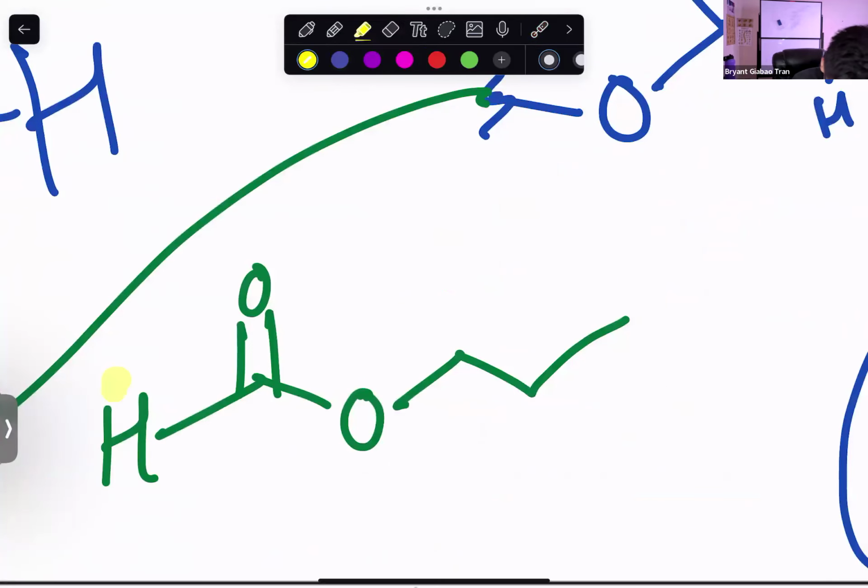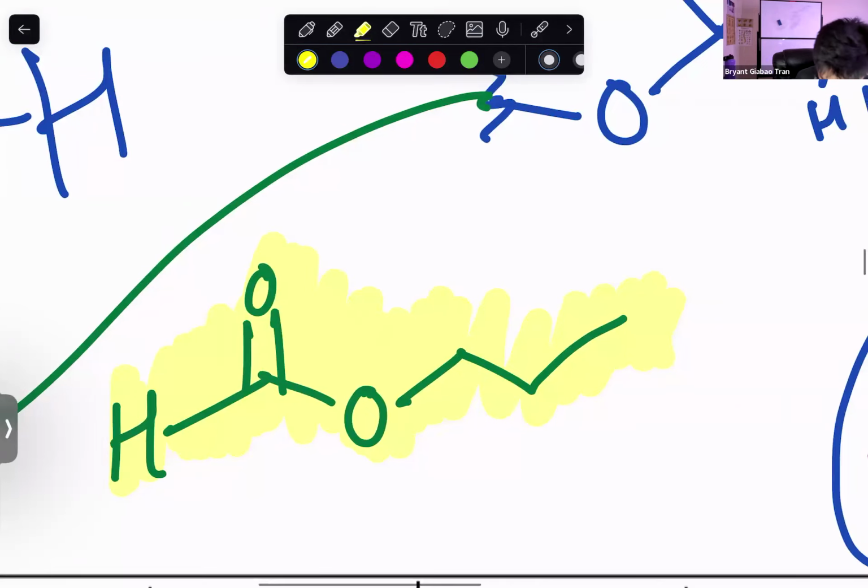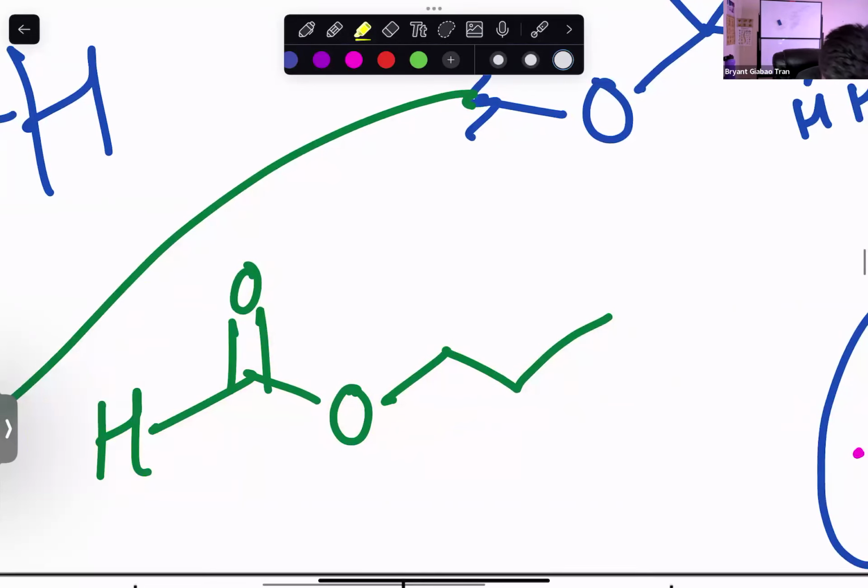Wait, let me check the key. Wait, but this is what I would put on the exam. Let's see. Where is it? Oh yeah, okay. So yeah, this is the structure, but it's very weird.